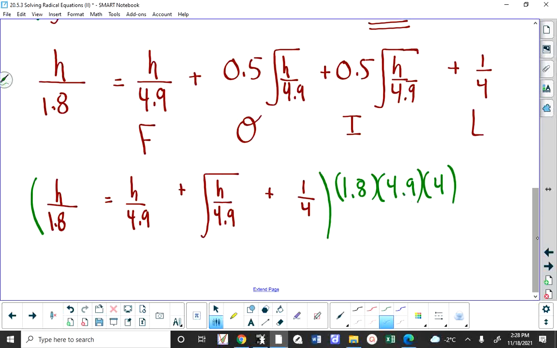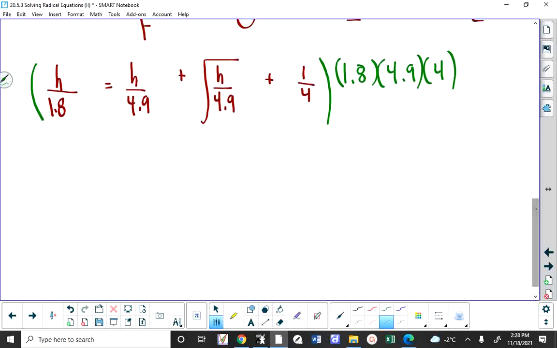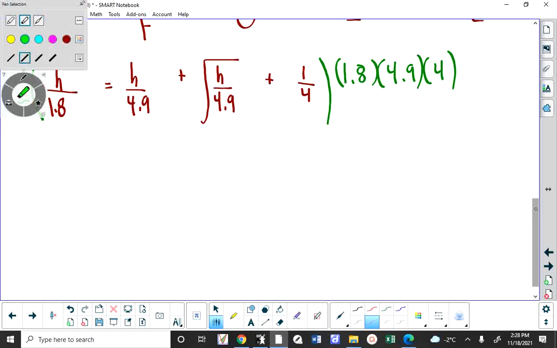So how do I get rid of the over 1.8? I multiply everything by 1.8. This is going to be very important for the next unit. And then I have to get rid of the 4.9, I have to get rid of the 4. So follow along here carefully, and I'm trying to build your math skills.